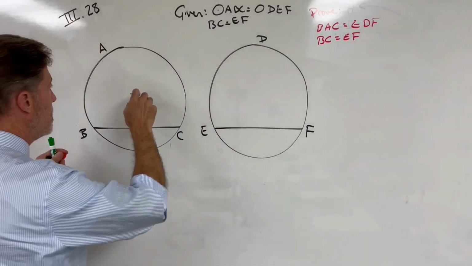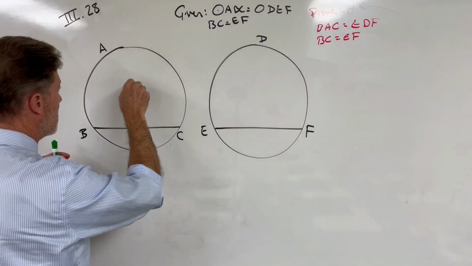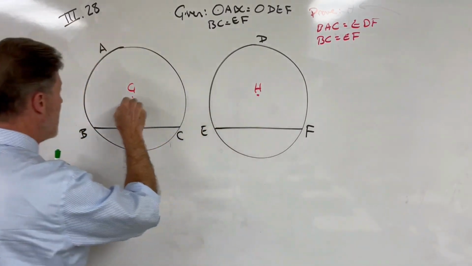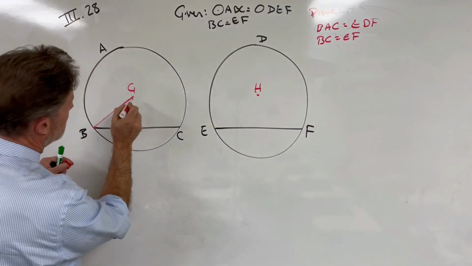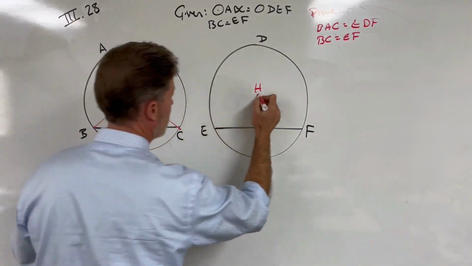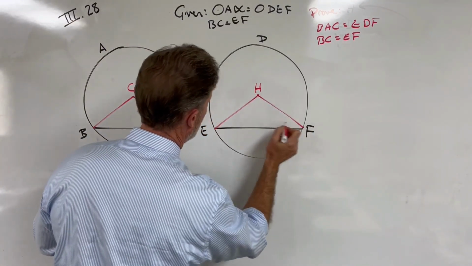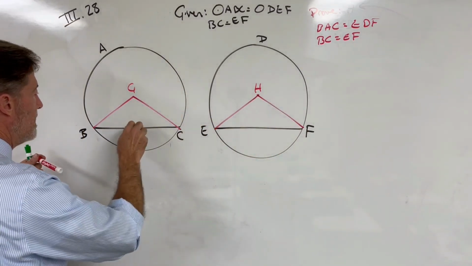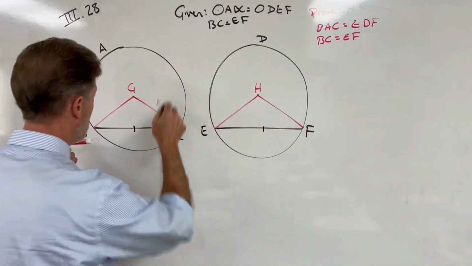So the first thing we're going to do is take the center of the circles. So let's have G and H. And we want to connect all of these. And so let's mark what we know, right? We know that this is equal to this. That's a given. Our circles are equal.